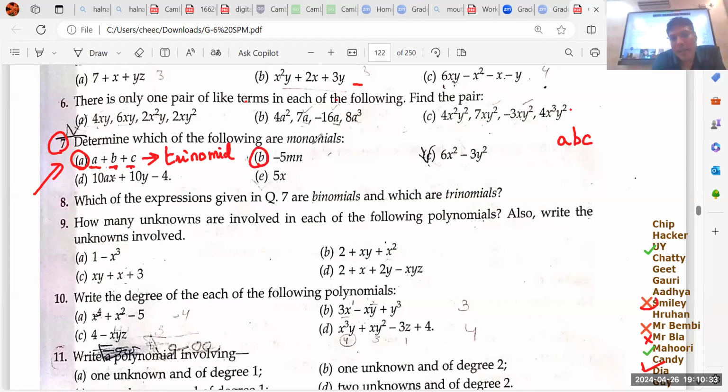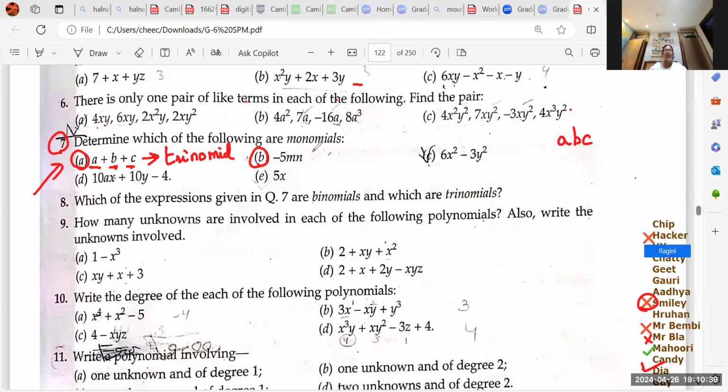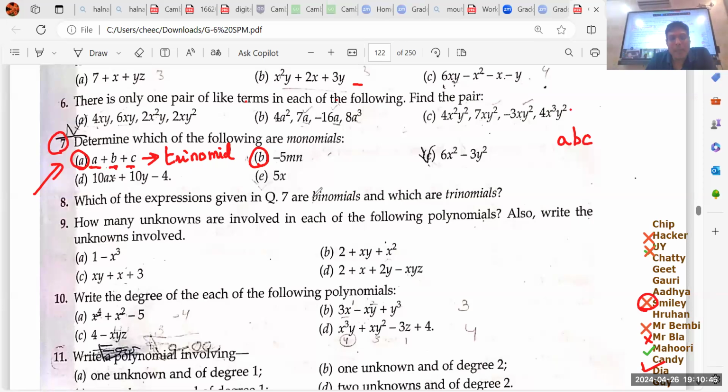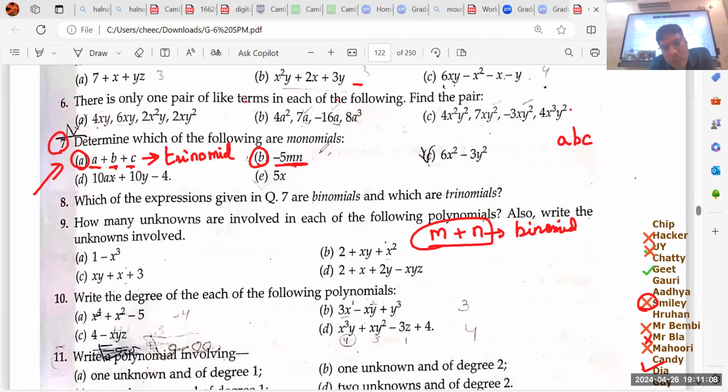B part. Is it monomial, binomial, trinomial? Sir, B part is a monomial, but A part is also. Beta, I'm asking a question to Dharna. If you have a doubt, I'll clear it. Sir, binomial. Acha, this is monomial. mn. Until a plus sign comes, it is not binomial; m plus n is binomial. mn is a monomial.